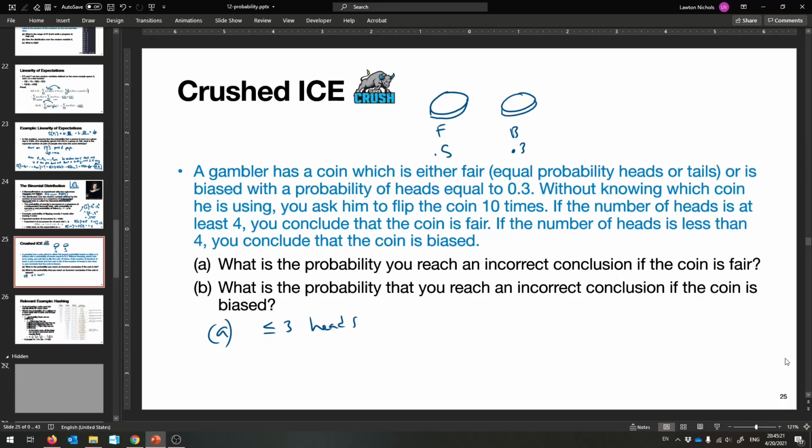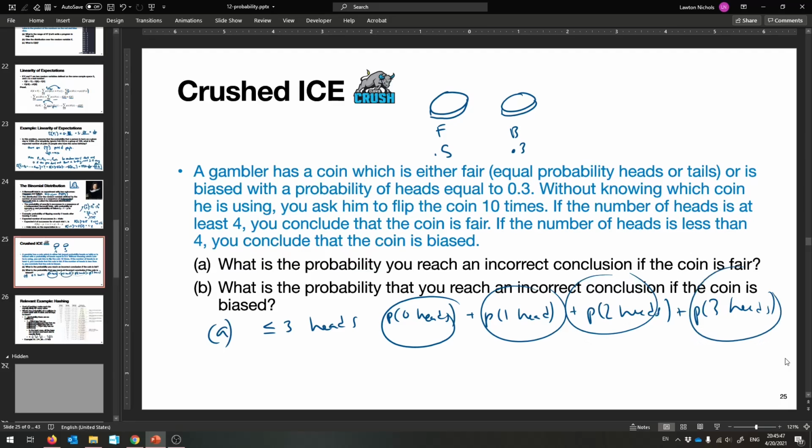So what is the probability that that ever happens? We can say, what's the probability that we saw 0 heads from the fair coin, plus the probability that we saw 1 head, plus the probability that we saw 2 heads, plus the probability that we saw 3 heads from the fair coin. This is just a bunch of Bernoulli problems now. What's the probability that we saw exactly 0 heads? That's 10 choose 0 times the probability of success, 0.5, to the 0, times the probability of failure, again 0.5, to the 10. Okay, so that's that one.